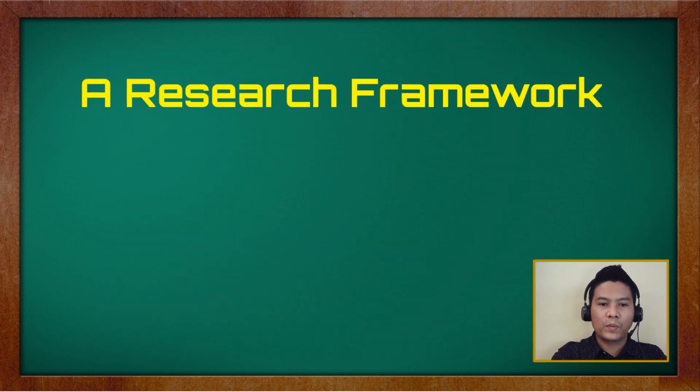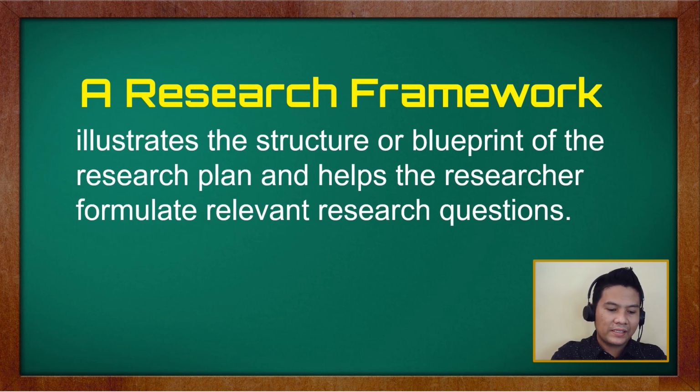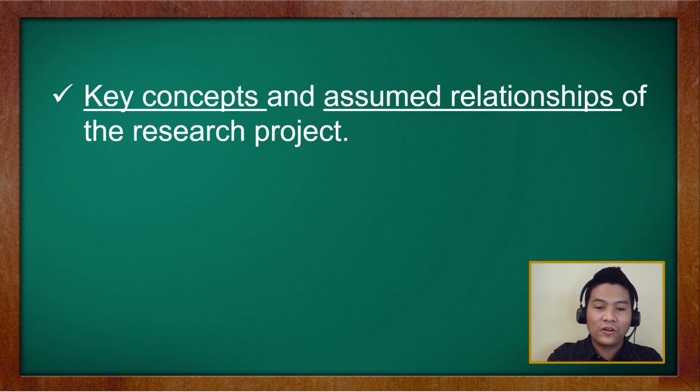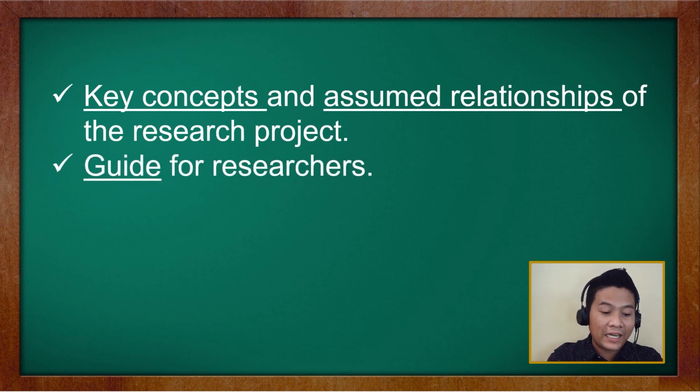A research framework illustrates the structure or blueprint of the research plan and helps the researcher formulate relevant research questions. A research framework consists of key concepts and assumed relationships of the research project. It is normally used as a guide for researchers so that they are more focused on the scope of their study. Again, what's the purpose of a research framework for the researchers?